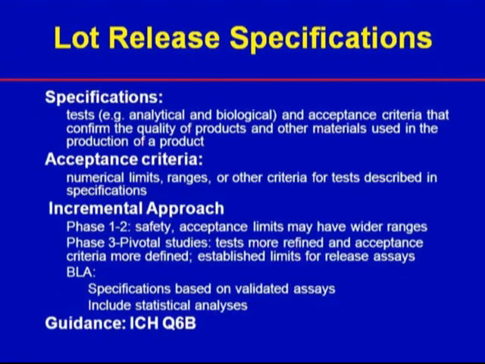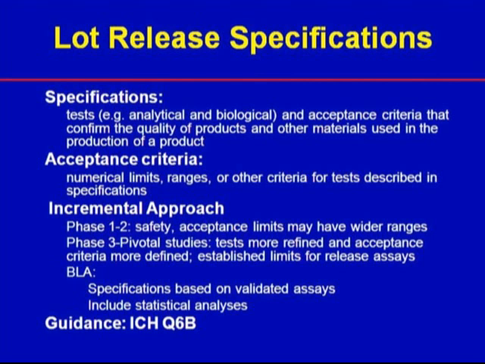I'd like to take a minute here to discuss lot release specifications. Specifications are the test and acceptance criteria that confirm the quality of products and other materials used in the production of a product. They can include both analytical and biological procedures. Acceptance criteria are the numerical limits, ranges, or other criteria for the test described in specifications. Product specifications may develop in incremental steps over the course of your product's life cycle.